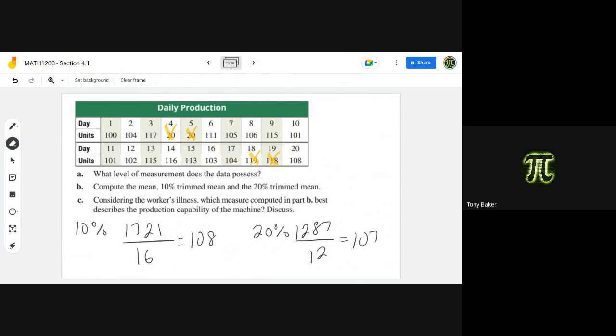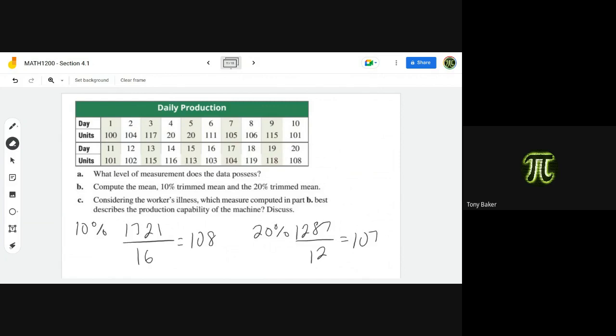So if you look at the numbers, what jumps out at you of those numbers? Yeah, day 4 and 5, there was like next to nothing there. They happened to be sick those days and really weren't performing very well. So are those values indicative of their typical production? Yeah.